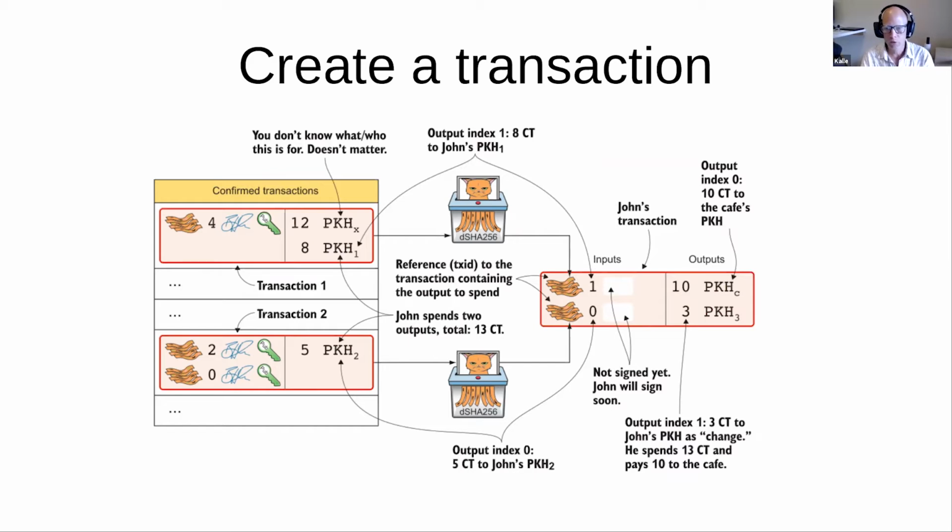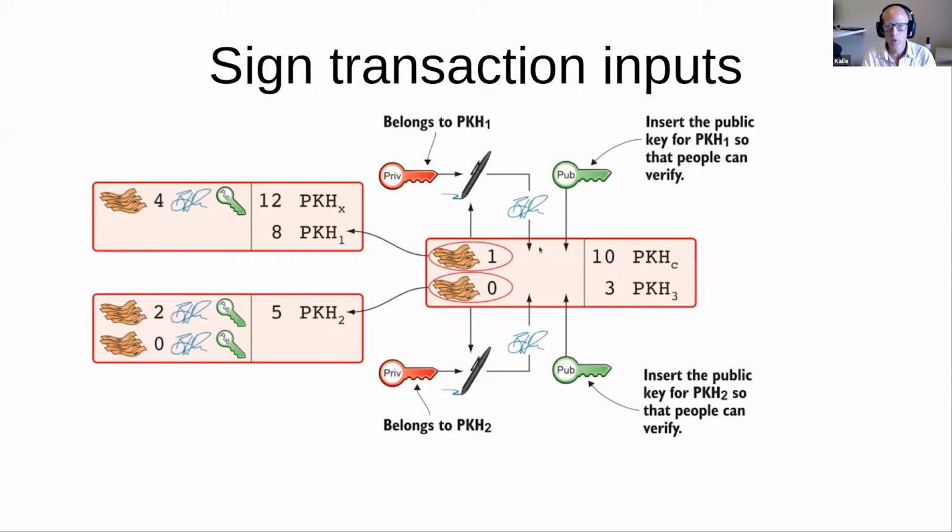And the notion of a transaction ID is very central in Bitcoin, which is the double SHA-256 of a transaction. Okay, so now John is about to sign this transaction. You know, he has these 2 coins that he's going to spend.